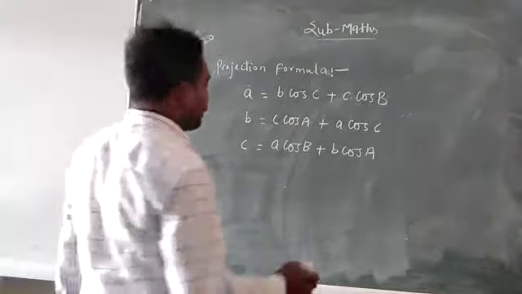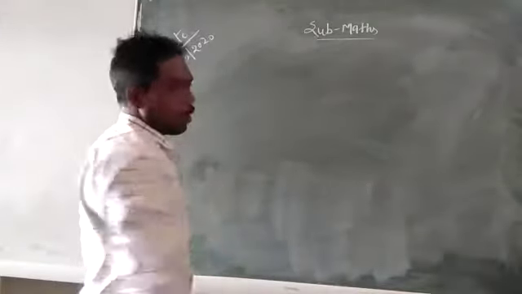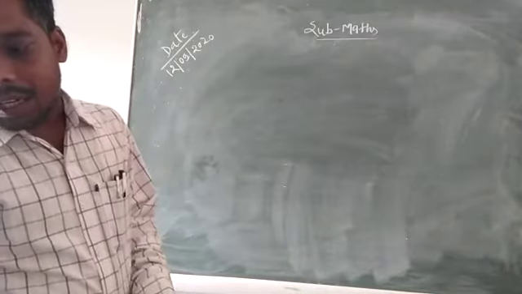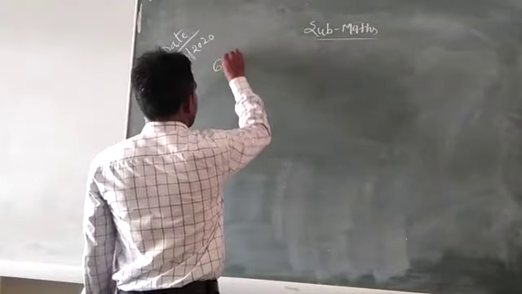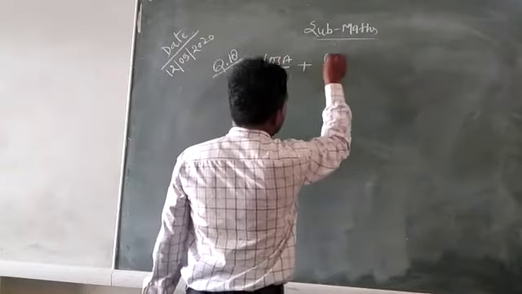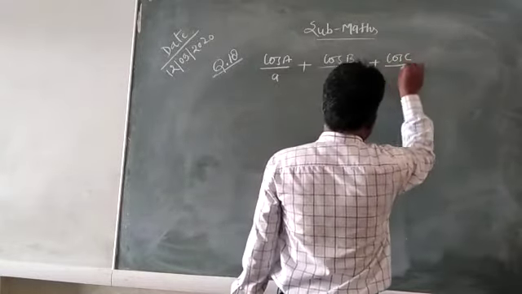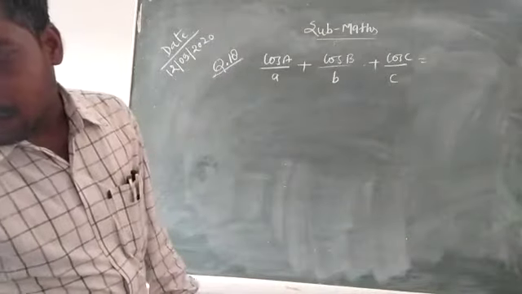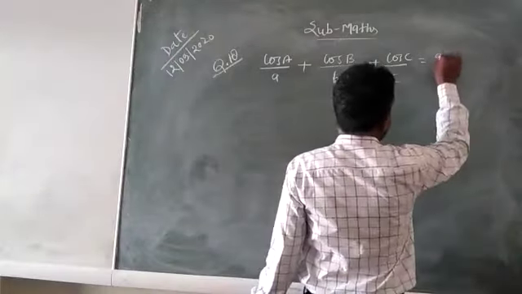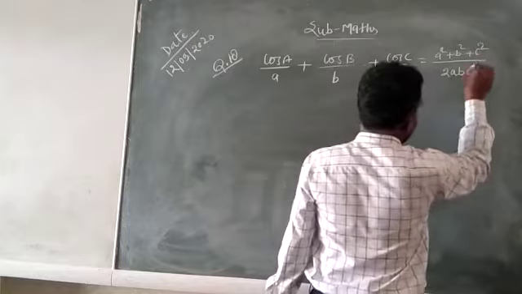Question number 18 is given: cos A upon a plus cos B upon b plus cos C upon c, and we have to prove that it equals a square plus b square plus c square divided by 2abc. Okay?